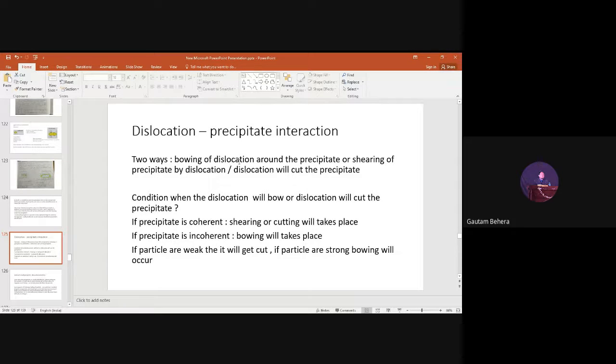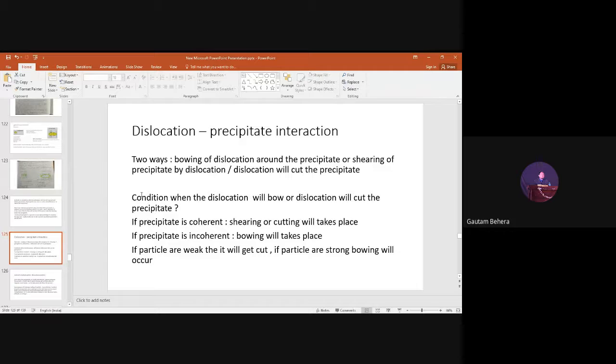So one way is what? Either shearing will happen or bowing of the dislocation will happen around the precipitates. Here shearing also means cutting. Either the dislocation will cut the precipitate or the dislocation will bow around the precipitate, right?